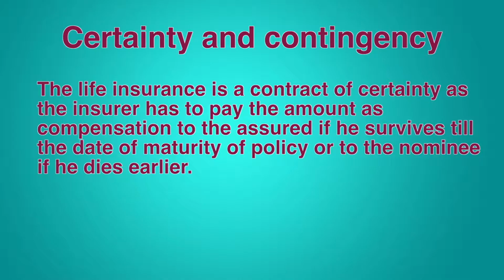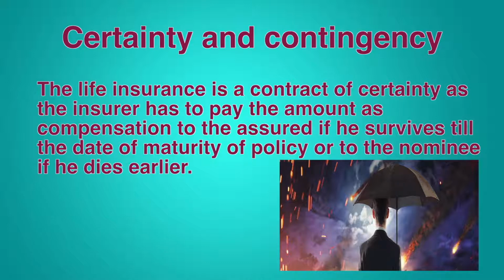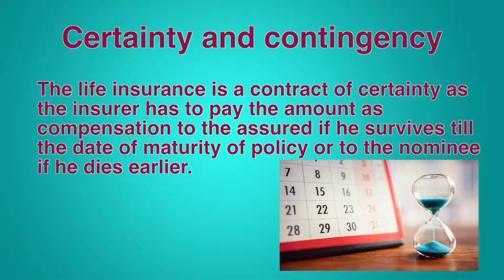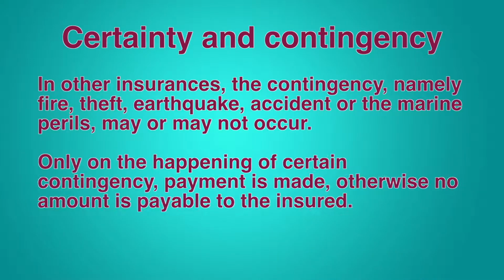Life insurance is a contract of certainty, as the insurer has to pay the amount as compensation to the assured if he survives till the date of maturity of the policy or to the nominee if he dies earlier. In other insurances, the contingency, namely fire, theft, earthquake, accident or marine perils, may or may not occur. So, only on the happening of a certain contingency is payment made, otherwise no amount is payable to the insured.